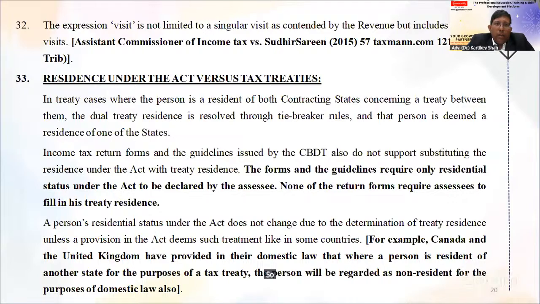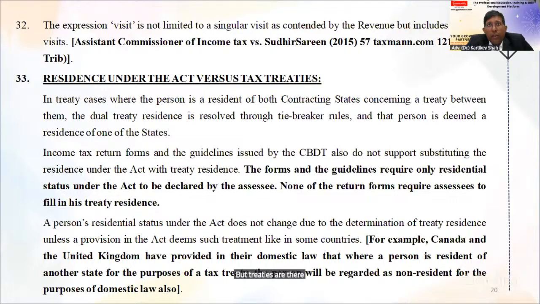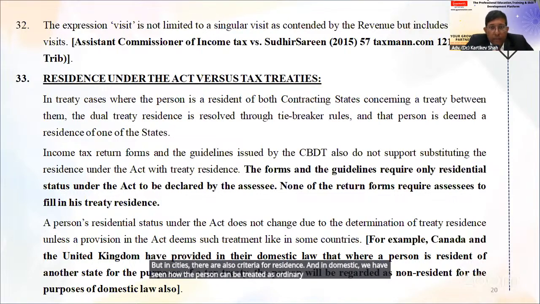Now we all know that in international taxation there are two aspects. One is domestic taxation law and the other is treaties. The taxation of any taxpayer is decided by the domestic tax law, but treaties are there to remove the anomalies of double taxation. But in treaties, there are also criteria for residence, and in domestic taxation law, we have seen how a person can be treated as ordinary resident or non-resident. So there are always conflicts.